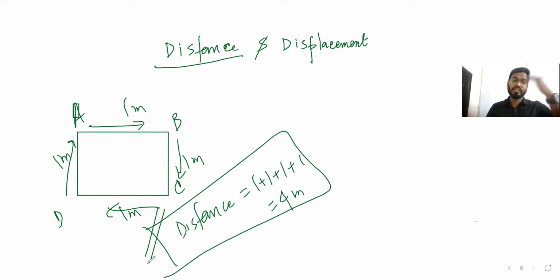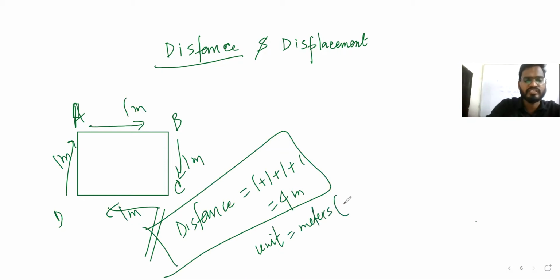What is the unit? The unit of distance or displacement is the same. The unit is meters. The SI unit is meters. It can be centimeter also, millimeter also, kilometer also. But the SI unit is meters here.